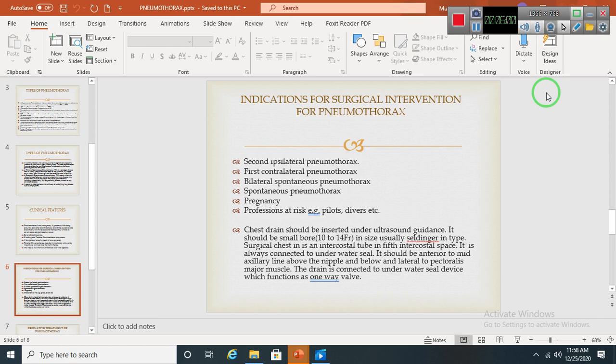It is always connected to an underwater seal. It should be anterior to the mid-axillary line, above the nipple, and below and lateral to the pectoralis major muscle. The drain is connected to the underwater seal device, which functions as a one-way valve.